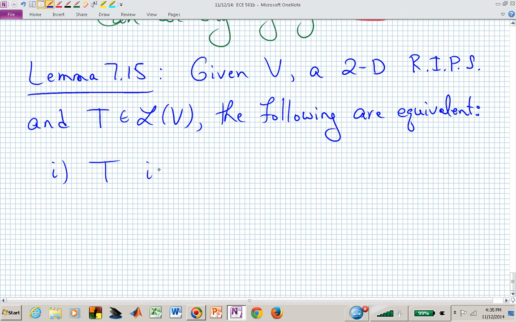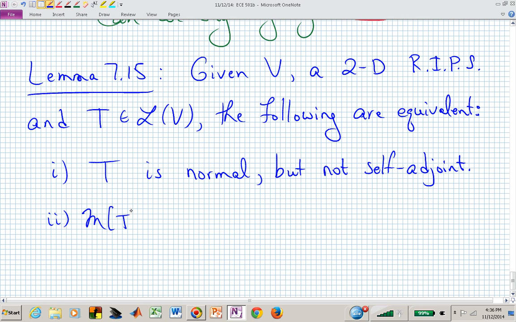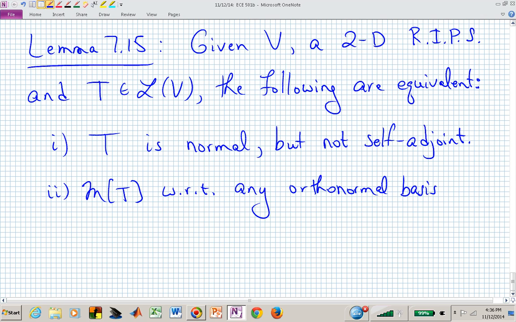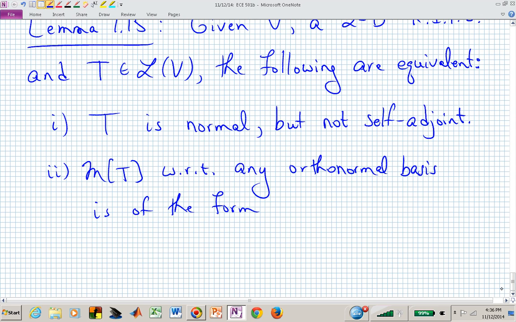T is normal, but not self-adjoint. The matrix representation of T with respect to any orthonormal basis is of the following form, where we have A, minus B, B, A, with B not equal to 0.